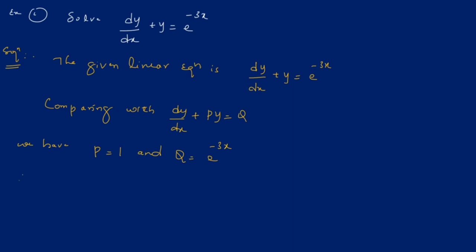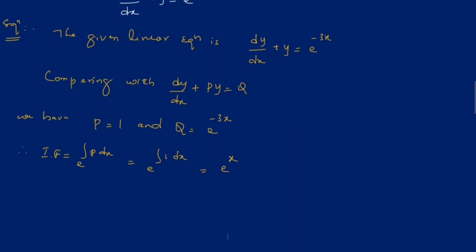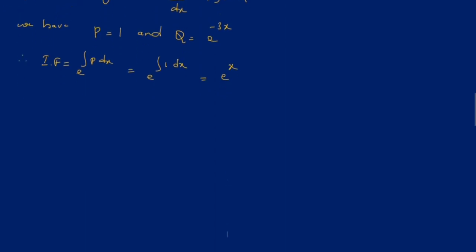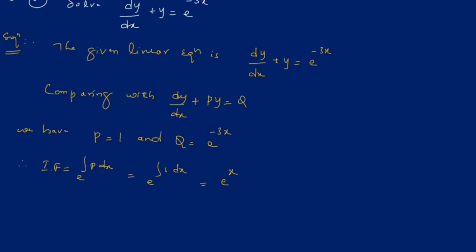Now we have to find the integrating factor first. That is IF equals e to the power of integral of p dx, which equals e to the power of integration of 1 with respect to dx, that is e to the power of x only. So now multiply equation 1 by e to the power of x. This is our equation 1.